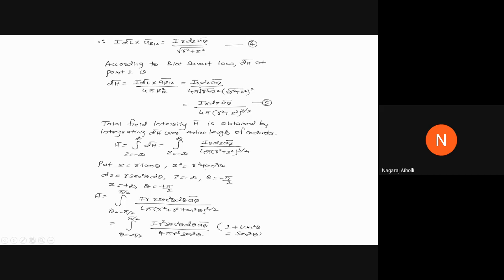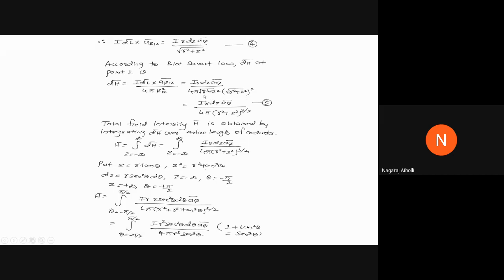Simplify this further. I r dz a5 bar divided by 4 pi. This is r square plus z square raised to 1 by 2, and square root of r square plus z square raised to 2. Here it will be square root of r square plus z square, the whole square. Square root and square will cancel. Correct? We'll get only r square plus z square.